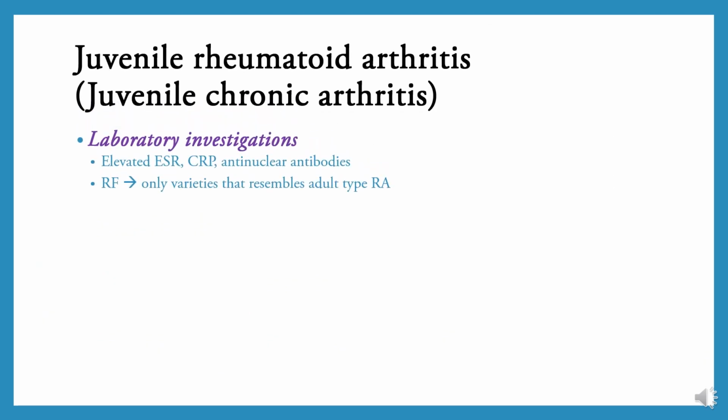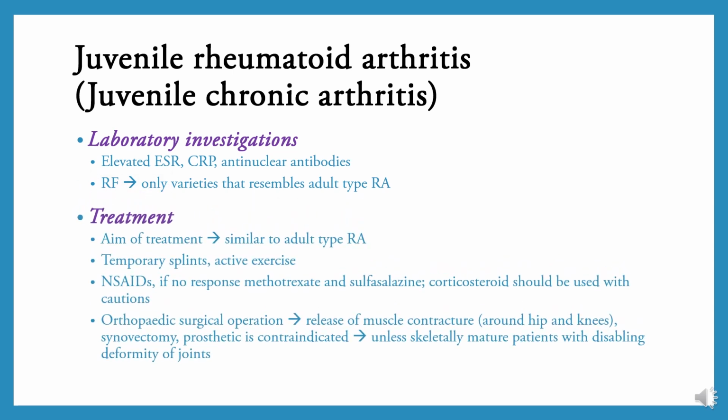For the laboratory investigation, we could see elevated ESR, CRP, and antinuclear antibodies. The aim of the treatment is similar to adult-type rheumatoid arthritis: temporary splints, active exercise, and NSAIDs, or orthopedic surgical operations.